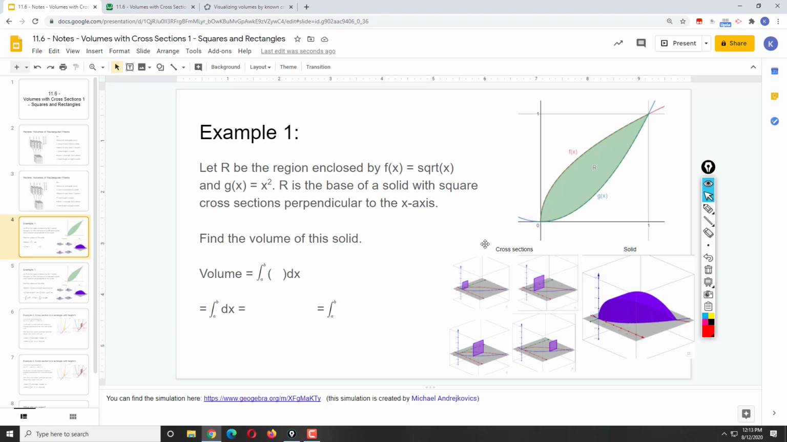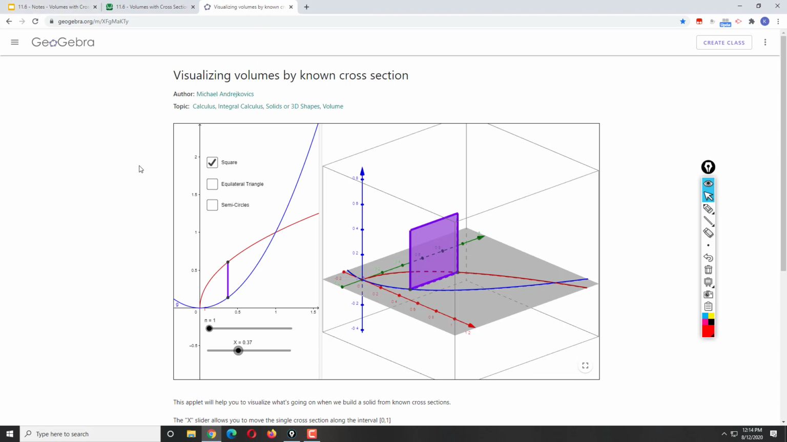R is also the base of a solid with square cross-sections perpendicular to the x-axis. What does that mean? Well, here's a nice simulation created by Michael Andrzejkovic. Thank you to that person. If our base is this area, R, we see that the base is right here. This square is an example of a cross-section. So here we see that we have a bunch of cross-sections where the base is just formed by R. The cross-section is perpendicular to our x-axis and also y-axis, really.